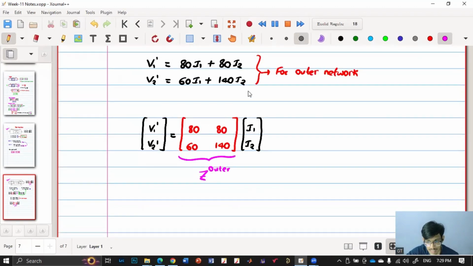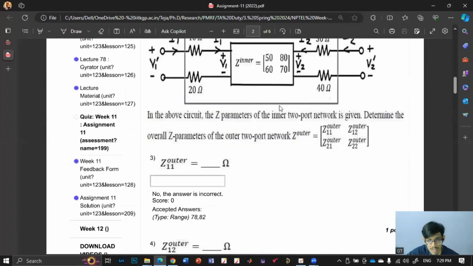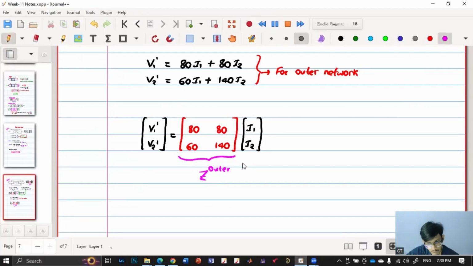So then after getting this equation, we have just written it in the way that they have asked in the question, which is this Z outer. So this is Z outer 1 1, Z outer 1 2, Z outer 2 1, Z outer 2 2. And here we have 80, 80, 60, 140, which is also matching.